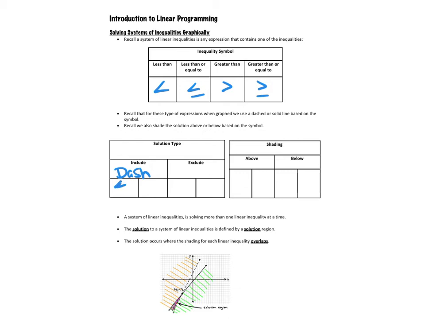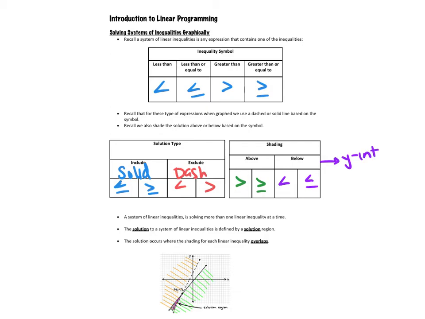When we include it, it's a solid line. So the solid line is less than or equal to or greater than or equal to. And for the exclude, we have the dashed line, that's less than or greater than. And our shading was above or below. We're above the line if we have a greater than sign or a greater than or equal to, and we're below the line if we have the less than or the less than or equal to. And remember, we're always going to be above or below the y-intercept.